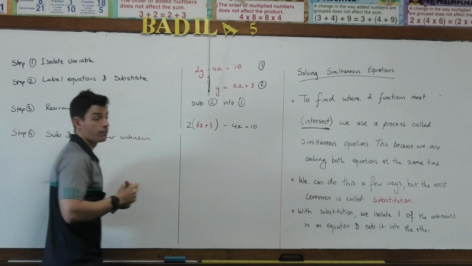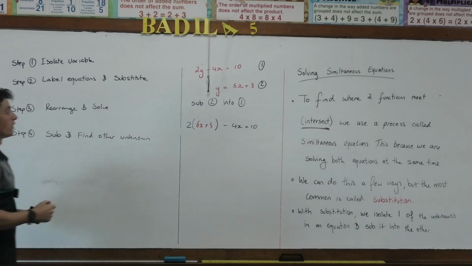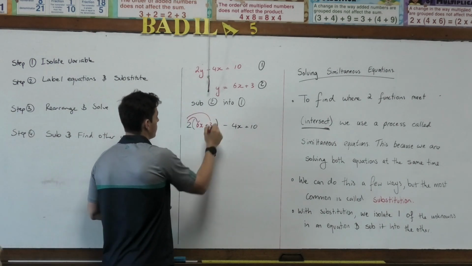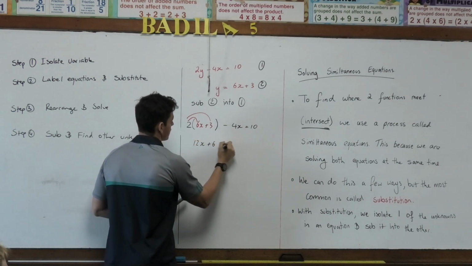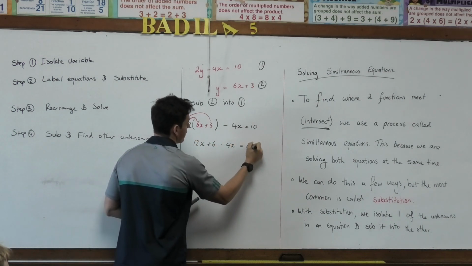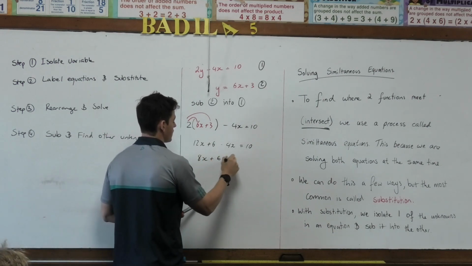Are we happy with that? Now what do I need to do? What's the process? So I've done step 1, I've done step 2, I now need to rearrange and solve. So I'm just going to collect some like terms and move things to the other side. So I've got 12x plus 6 minus 4x equals 10. I collect my like terms. I've got 8x plus 6 equals 10.